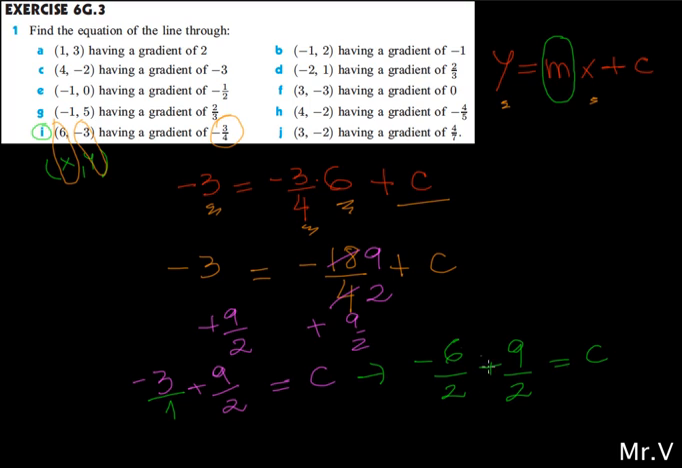So now I go faster. 9 minus 6, that's 3 over 2. So I know my c is going to be equal to 3 over 2. Okay, now simple. I replace the values, and I have my equation of the line.